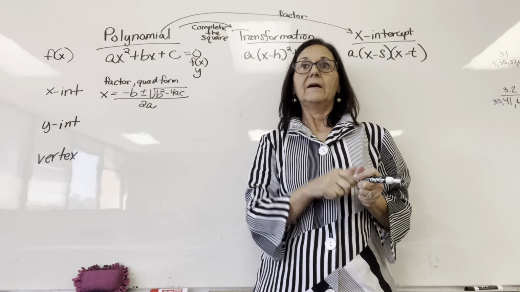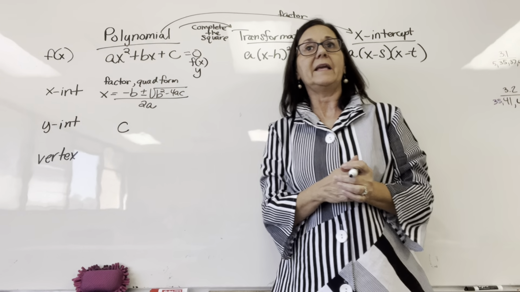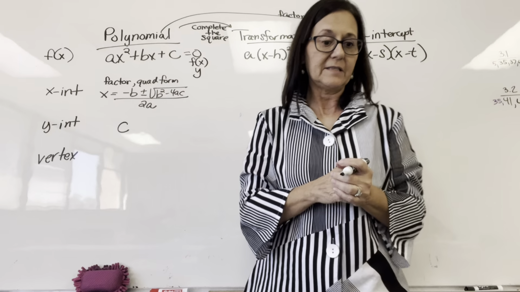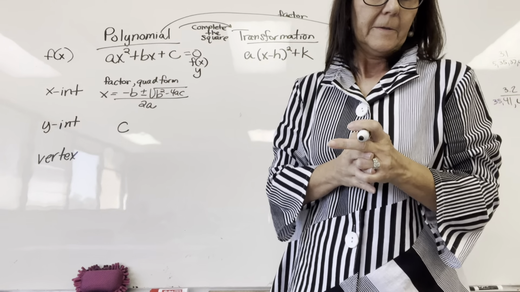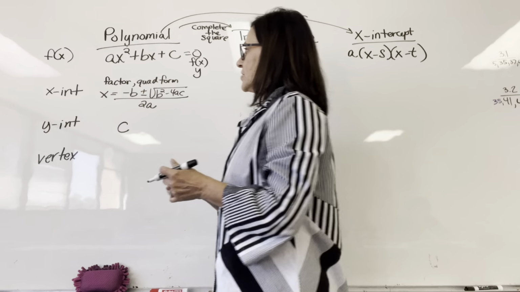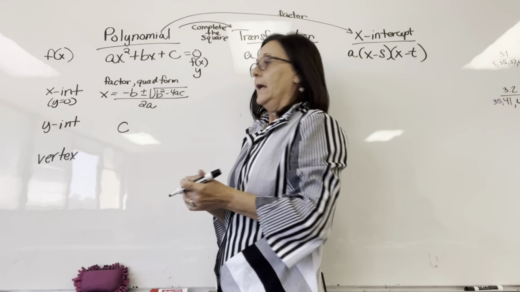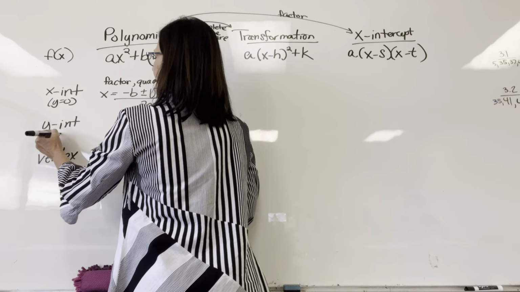Well, yes, because when x is 0, these first two terms are 0. Got it? So y equals 0 plus 0 plus c. All right, so my y-intercept is always going to be the c value. I'm trying to see if that's how I wrote it. Is that how I wrote it? Yes. So the x-intercept is when y equals 0, right? And the y-intercept is when x equals 0.